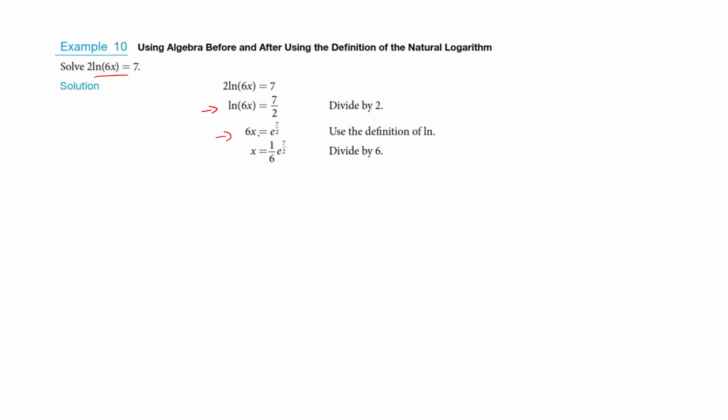Now, the only thing that's changed here is I've got one extra step. I'm going to divide both sides by the 6, and there's my answer.